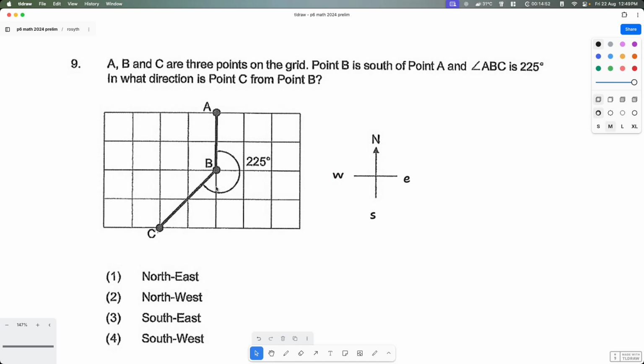Okay, point B is south of point A. ABC is 25 degrees. In what direction is point C from point B? Okay, so point C from point B, so that means it's this way over here. So that means it's southwest. So option number 4. Okay, in this case over here.